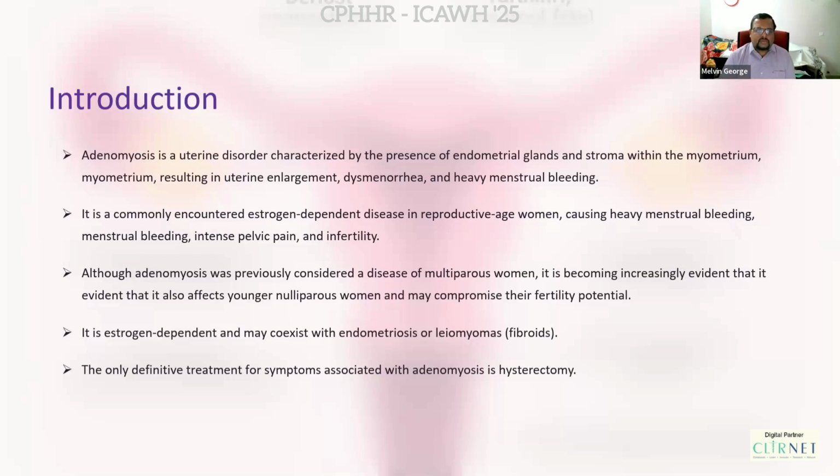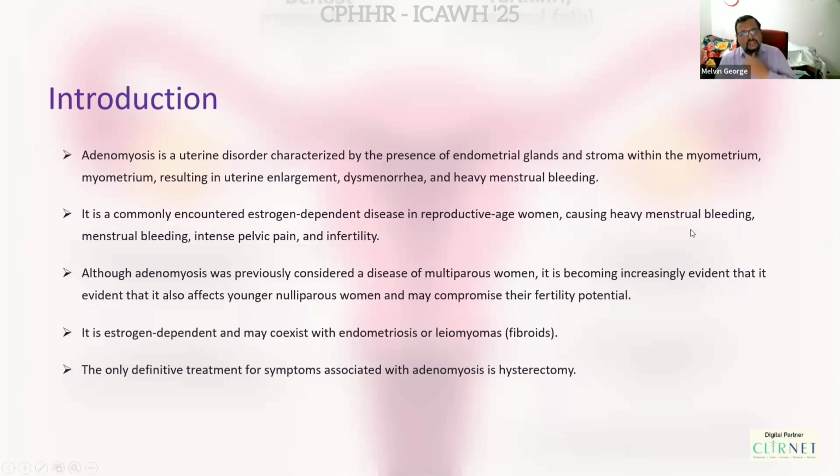So, what exactly is adenomyosis? Adenomyosis is a disorder of the uterus where there is the presence of endometrial glands and stroma within the myometrium. This results in enlarging of the uterus and symptoms like dysmenorrhea and heavy menstrual bleeding. It is an estrogen dependent disorder, primarily affecting reproductive women. People around the age group of 35 to 50 are affected more than younger women. But of late, we are seeing even young women having adenomyosis.